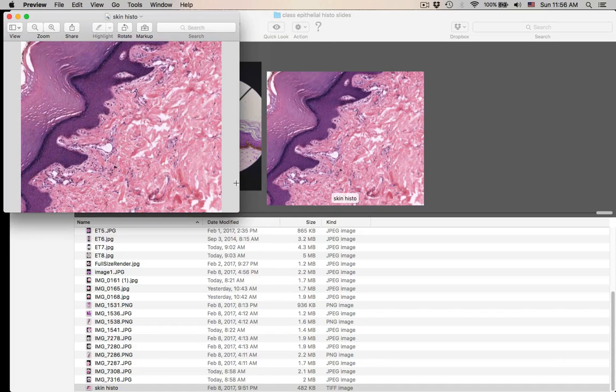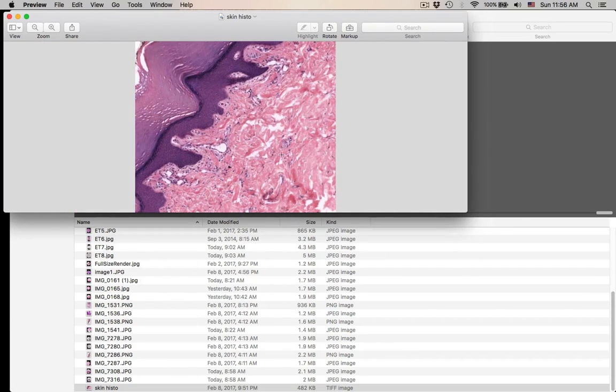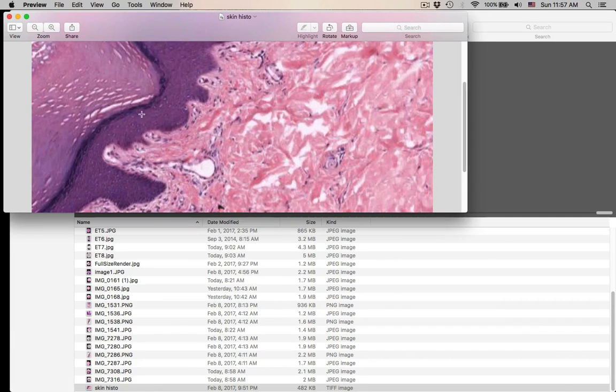And once again, you know you are in the skin here. Here is the epidermis. This is the dermis. This dark area here, it's dark because it has granules of keratin. This is the stratum granulosum. Those granules are keratin that is filling up the cytoplasm.